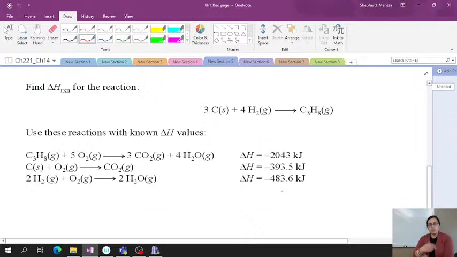So take a few minutes. How can you add these up to get this overall reaction? And then, of course, tally up your delta H values. So I'll give you like a minute or two head start before we go through it.